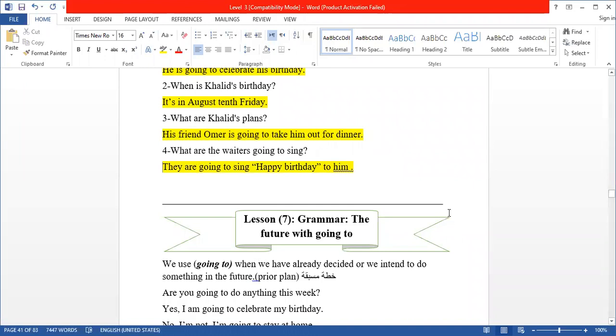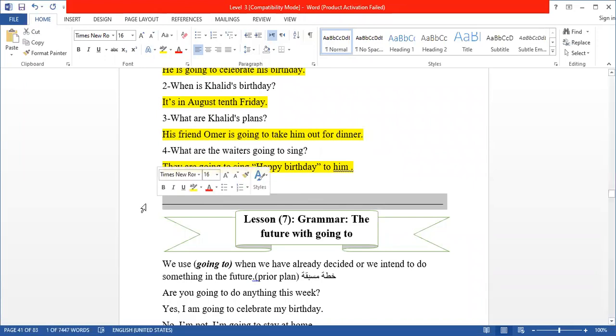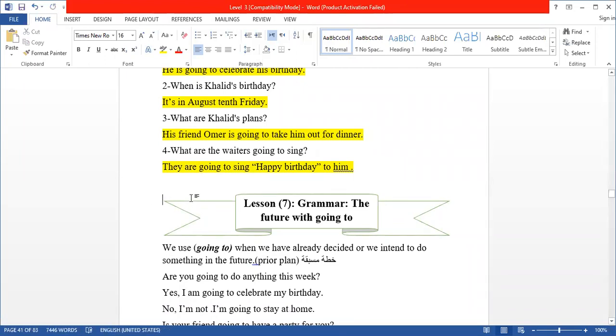Okay, now we are going to lesson seven. Lesson seven, grammar, the future with going to. When do we use going to? We use going to when we have already decided or we intend to do something in the future. Prior plan. We use it to show what somebody intends to do in the future. For example, you can say, I am going to travel to America next year. Here you put a plan and you intend or you decided to do that.